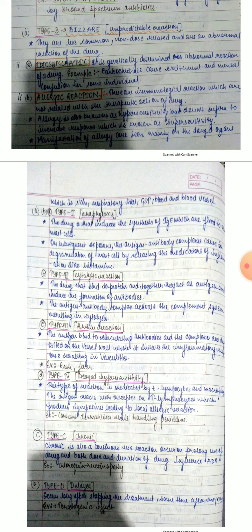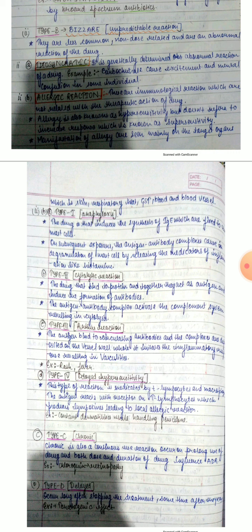Type 4 is the delayed hypersensitivity reaction, mediated by T lymphocytes and macrophages. The antigen reacts with the receptor on T lymphocytes, which produce lymphokines, leading to local allergic reactions. An example is contact dermatitis while handling penicillin.